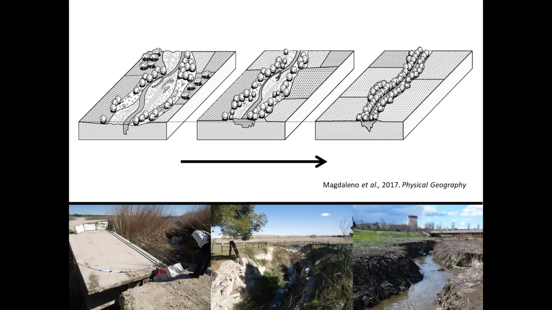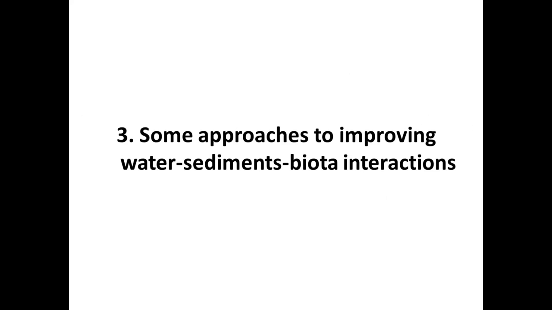So finally, we have in most places very narrow and very incised systems which are no longer connected to the main floodplain which they had in the past. So when we have the diagnosis drawn, once we understand how the interactions of water, sediments, and biota work, and which things are failing today or which are especially threatened, I'm going to review some approaches which could be good for avoiding those trends or even transforming them into positive trends.